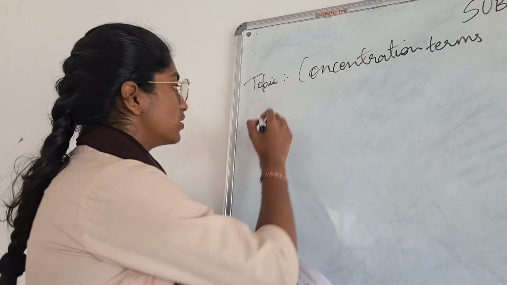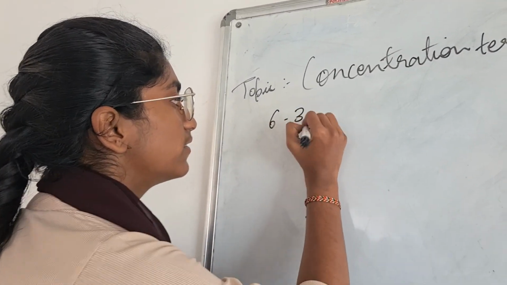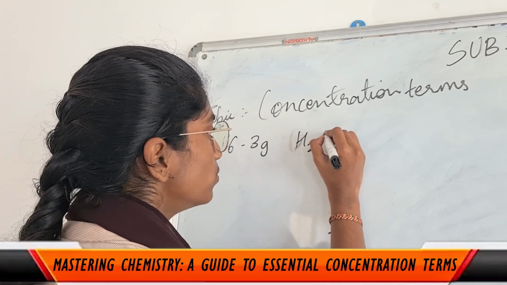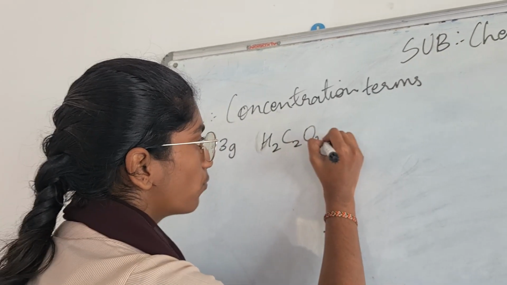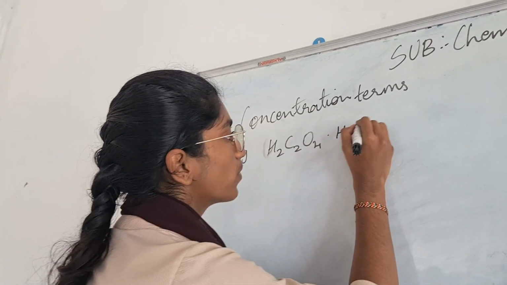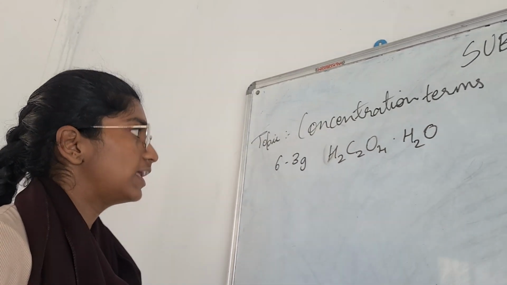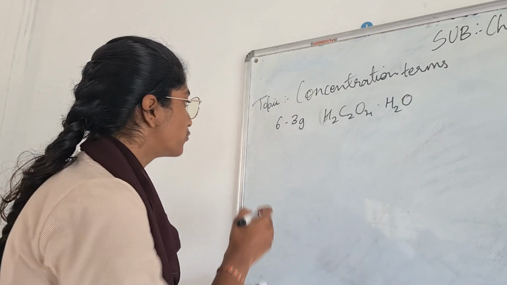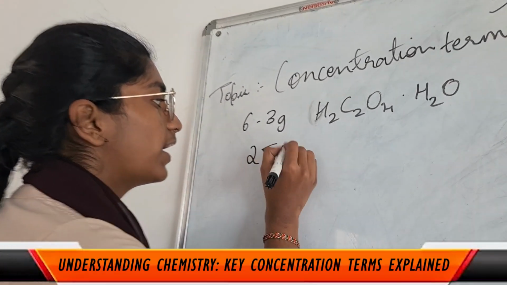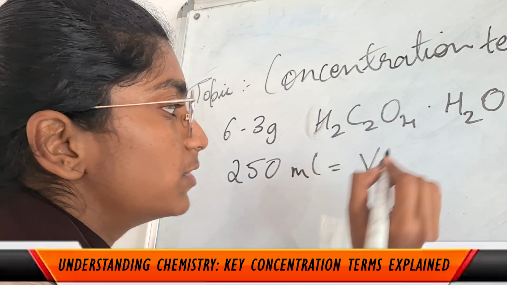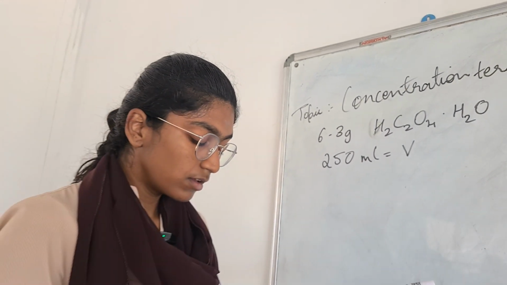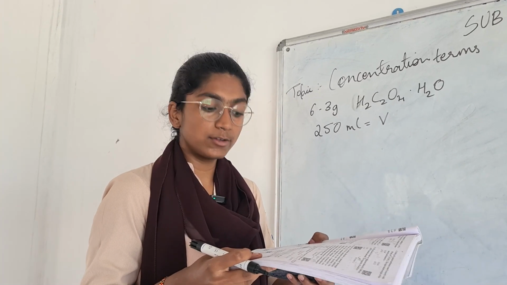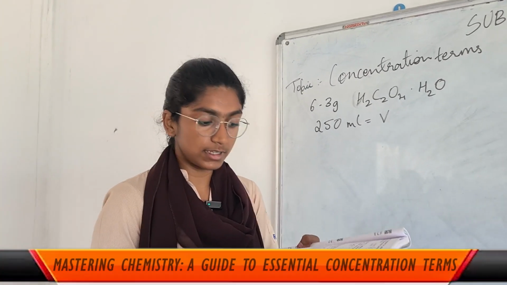So we have 6.3 grams of oxalic acid, which is nothing but H2C2O4·2H2O. So they have given 6.3 grams of oxalic acid dihydrate is made up to 250 ml. So we have the volume 250 ml. They're asking the volume of 0.1 normality NaOH required to completely neutralize 10 ml of this solution.